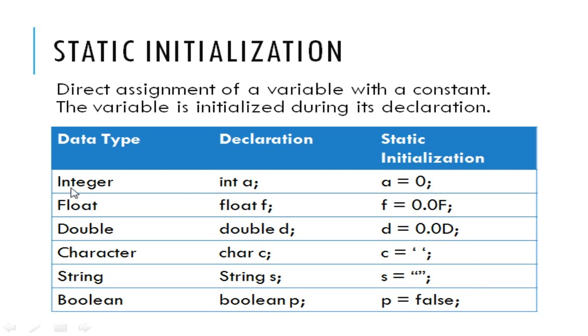So first is integer. So you will use int for integer, and then a space, then a, that is a variable, then semicolon, that is a declaration statement. And how to initialize that is a equal to 0, semicolon, that is the 0 is the default value for integer. Same like that.